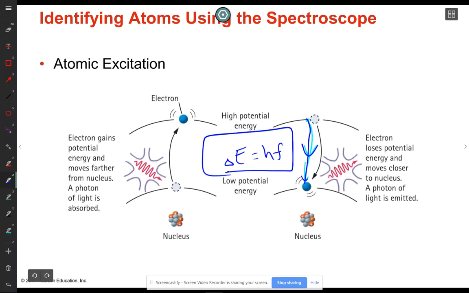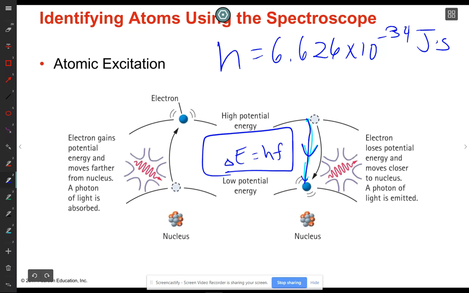What is the h? Okay, h is equal to 6.626 times 10 to the minus 34 joule-seconds. That's Planck's constant. It's a constant number. And f is frequency.